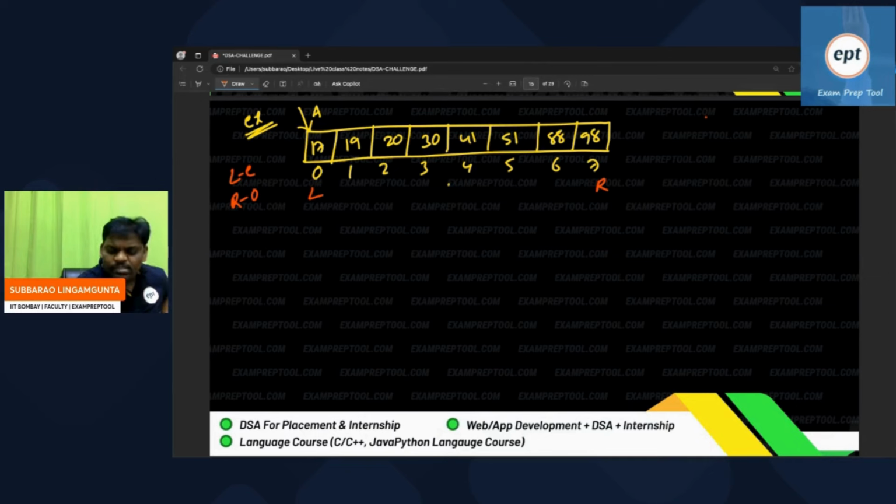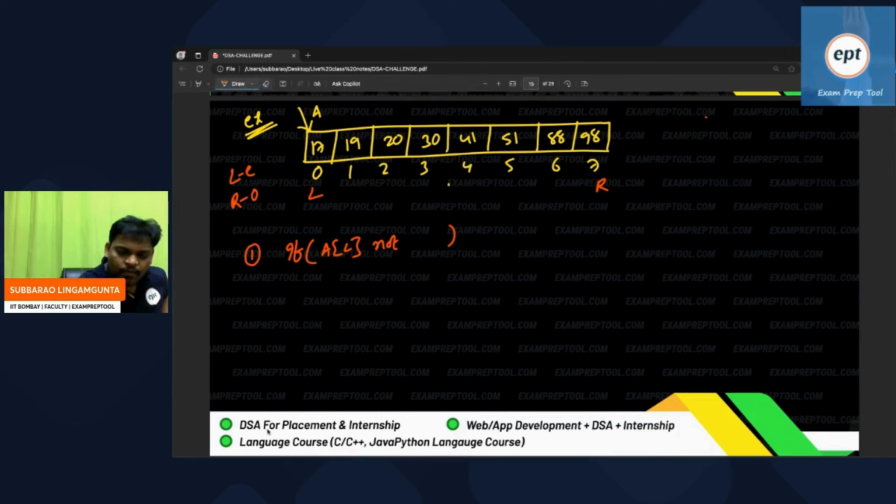See the idea. What you will do is ask the left element: do you have even or odd? If it is even, just move forward. First line I'm asking: ask L. If A of L is not even, don't increment. If it is even, increment.